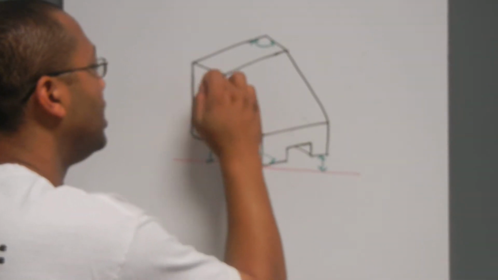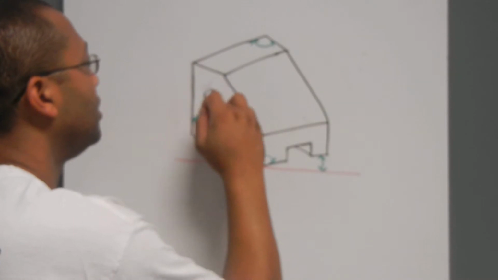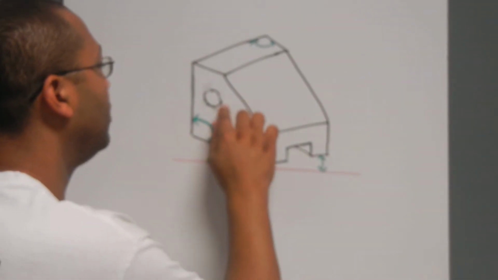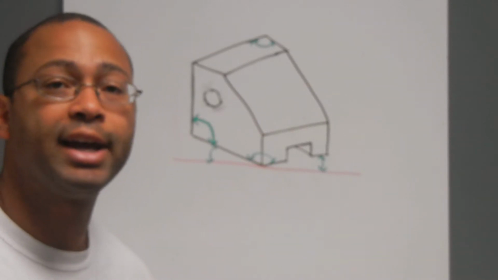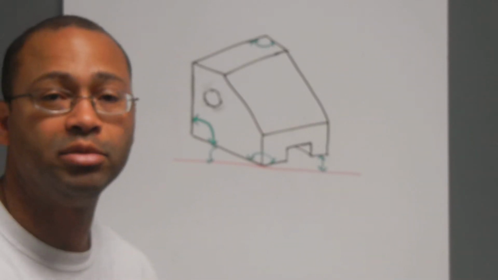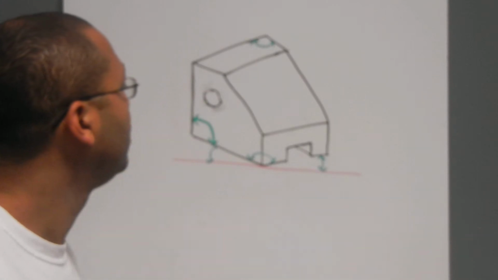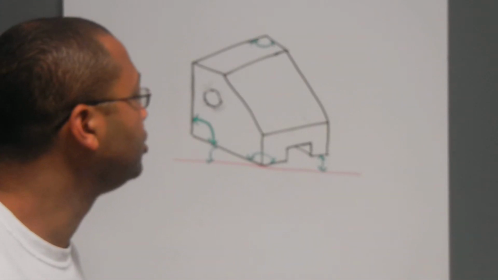So we'll erase those lines. We have this hole now. It is a circle. An isometric circle, remember, looks like an ellipse. And so that's one other thing to make sure you take note of.